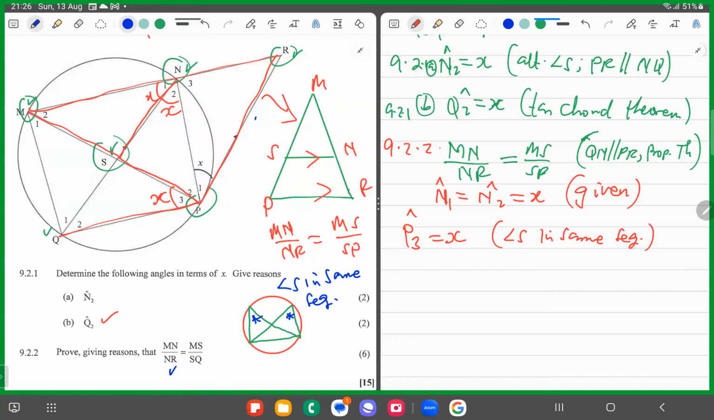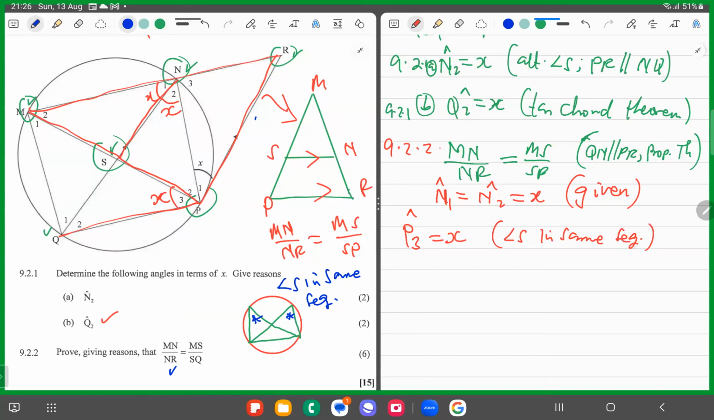Prove, giving reasons, that FBDM is a cyclic quad. Okay, very, very straightforward.